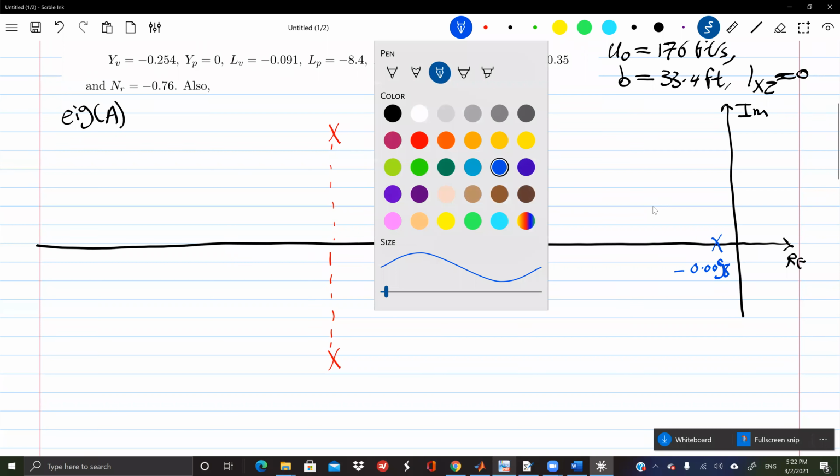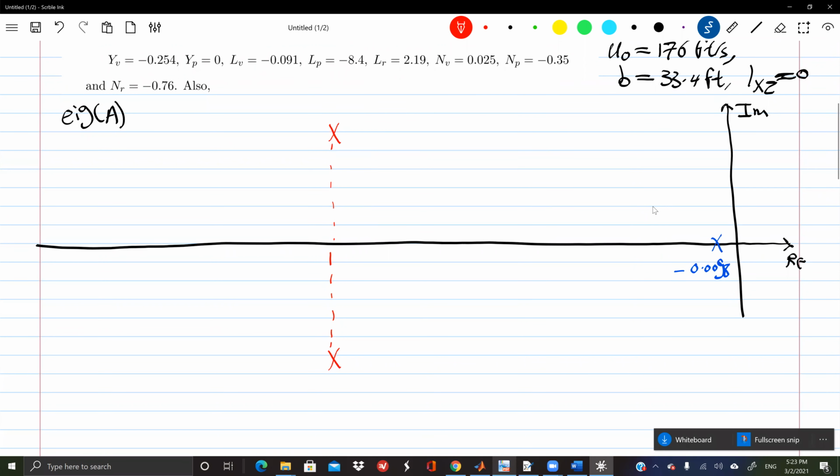The red ones, the real part is negative 0.49, and the imaginary part is 2.31i.